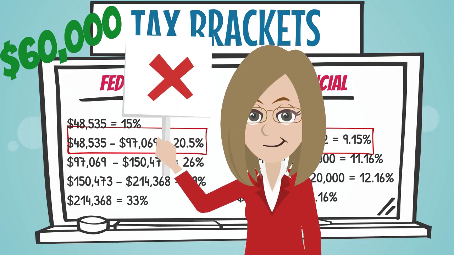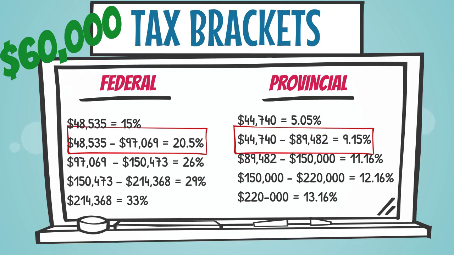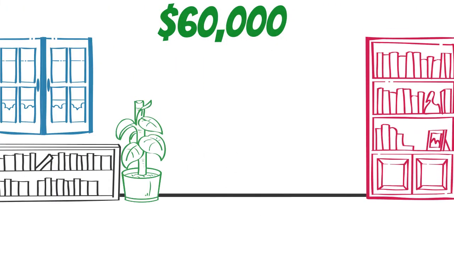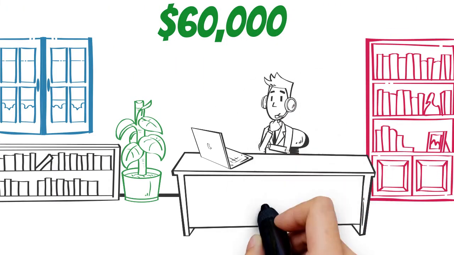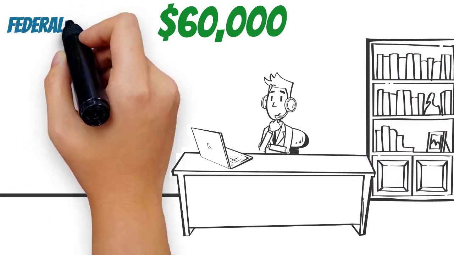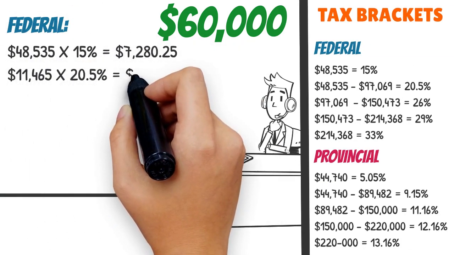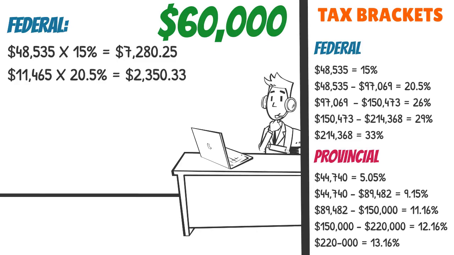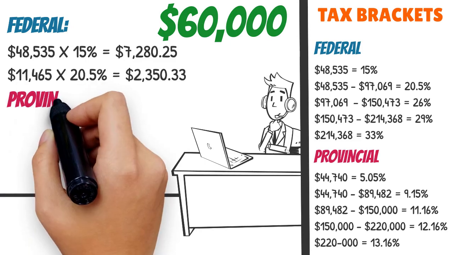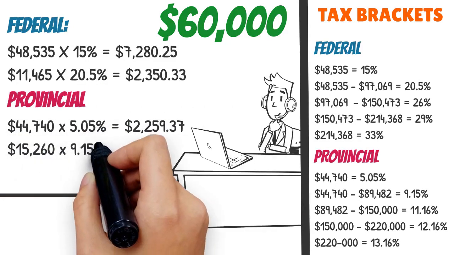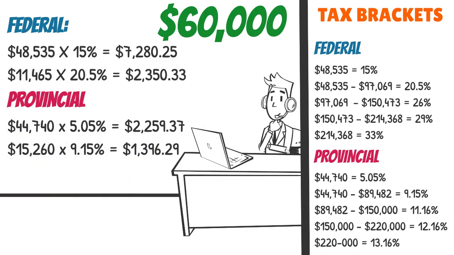To understand this a little better, I'm going to show you how this works on a salaried income as well as investment income. Let's meet Bob. He makes $60,000 a year in salaried income. His taxes would be calculated as follows. In federal taxes, he would pay 15% on the first $48,535 and 20.5% on the next $11,465. Provincially, it would be 5.05% on the first $44,740 and 9.15% on the next $15,260.